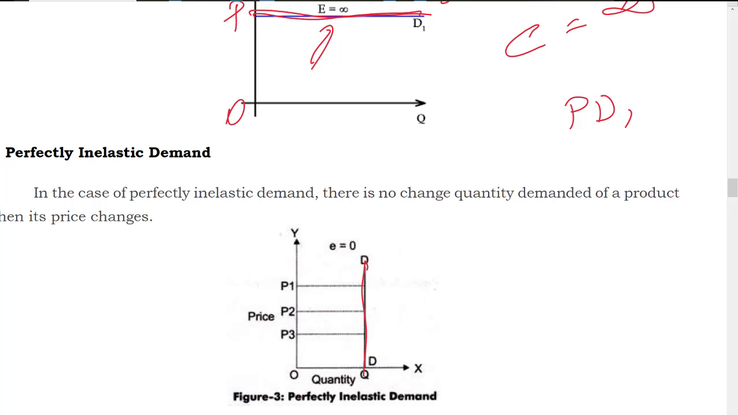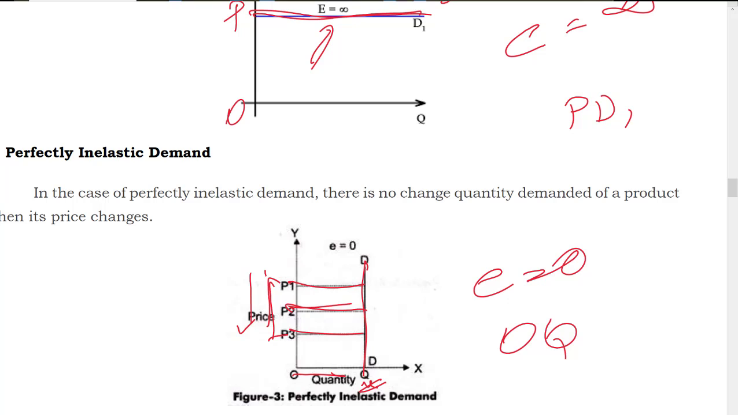Now we are coming to the other extreme case, where the demand curve is perfectly inelastic. Whatever the price, whether it comes down from P1 to P2 and then to P3, nothing happens to the quantity demanded, it remains at O2. Elasticity is 0. That is the degree of responsiveness of quantity demanded to changes in price, when the price changes we are recording from P1 to P2 to P3.